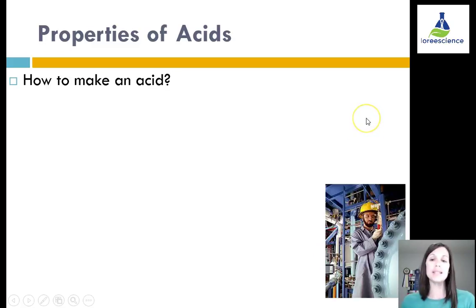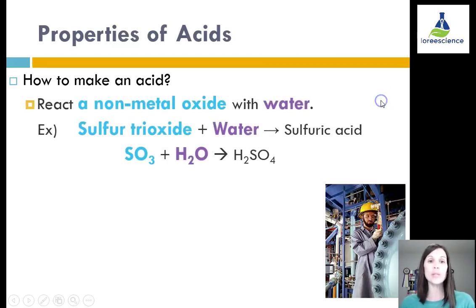So how are acids made? There are very few acids that are naturally found. Most of them are made, especially by companies that are trying to mass produce them. So take a non-metal oxide, so any non-metal element combined with oxygen, in this case sulfur trioxide, and you combine it with water, you're going to end up with sulfuric acid. So SO3 plus water gives us H2SO4, or sulfuric acid.